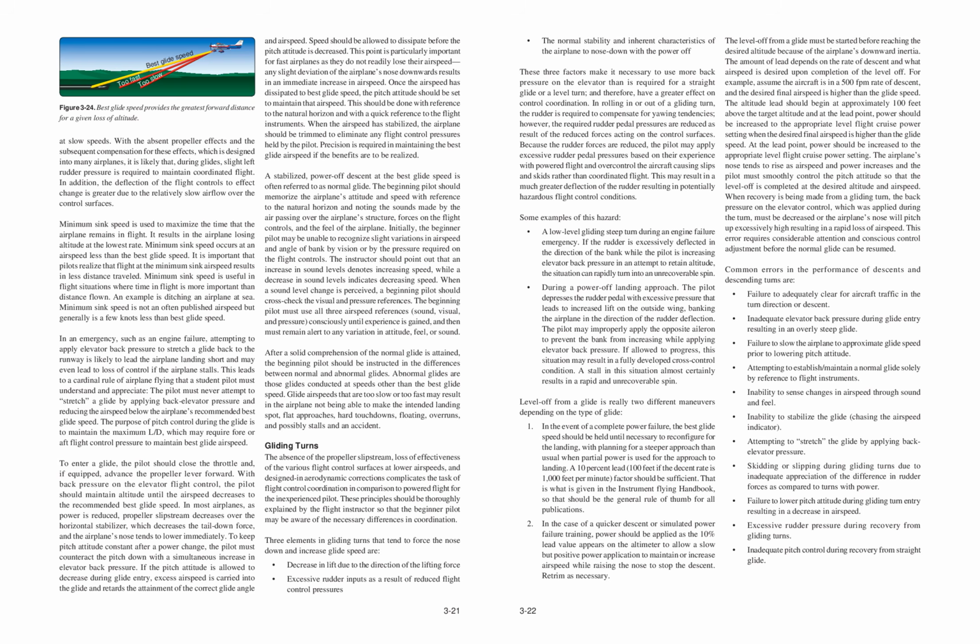Three elements in gliding turns that tend to force the nose down and increase glide speed are: decrease in lift due to the direction of the lifting force, excessive rudder inputs as a result of reduced flight control pressures, and the normal stability and inherent characteristics of the airplane to nose down with the power off. These three factors make it necessary to use more back pressure on the elevator than is required for a straight glide or a level turn, and therefore, have a greater effect on control coordination.